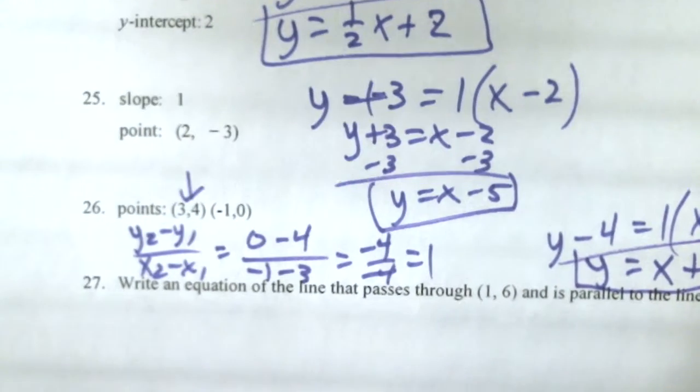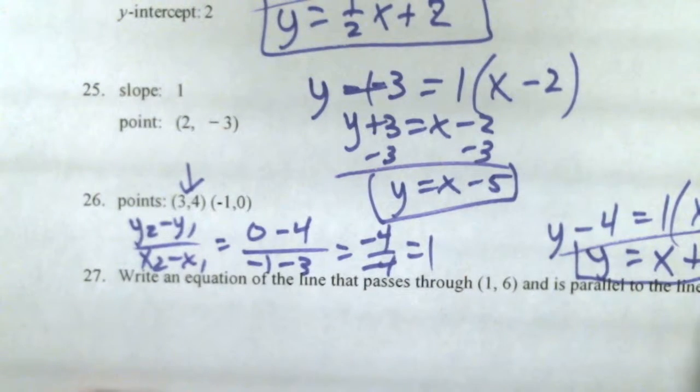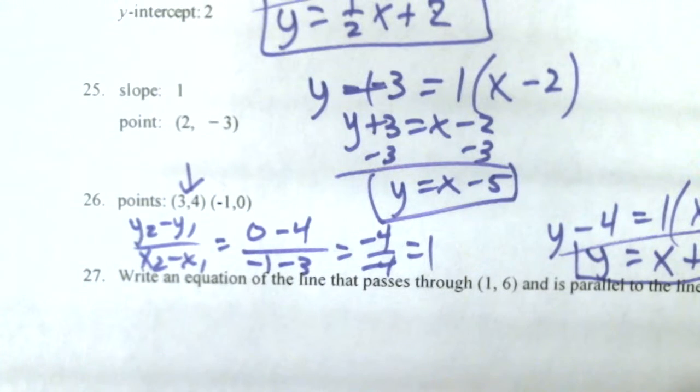Number 27, write the equation of the line that passes through that point and is parallel to this. Well, to get the line slope, we need to get the slope of this one, so I'm going to subtract x from both sides. Negative y equals negative x plus 4. Multiplying the whole thing by negative 1, I get y equals x minus 4.